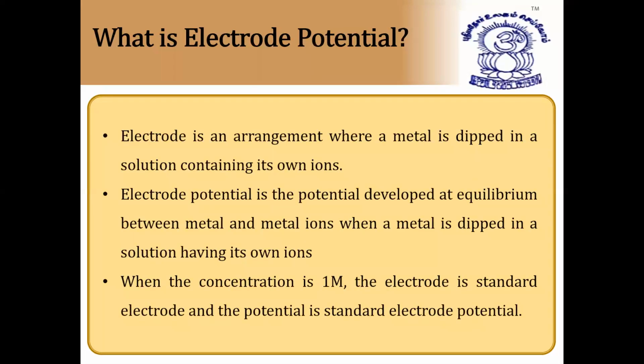An electrode is an arrangement where a metal is dipped in a solution containing its own ions. For example, a copper rod dipped in copper sulfate solution. So an electrode is an arrangement where a metal is dipped in a solution containing its own ions. For example, when a copper rod is dipped in copper sulfate solution, it gives out copper ions.